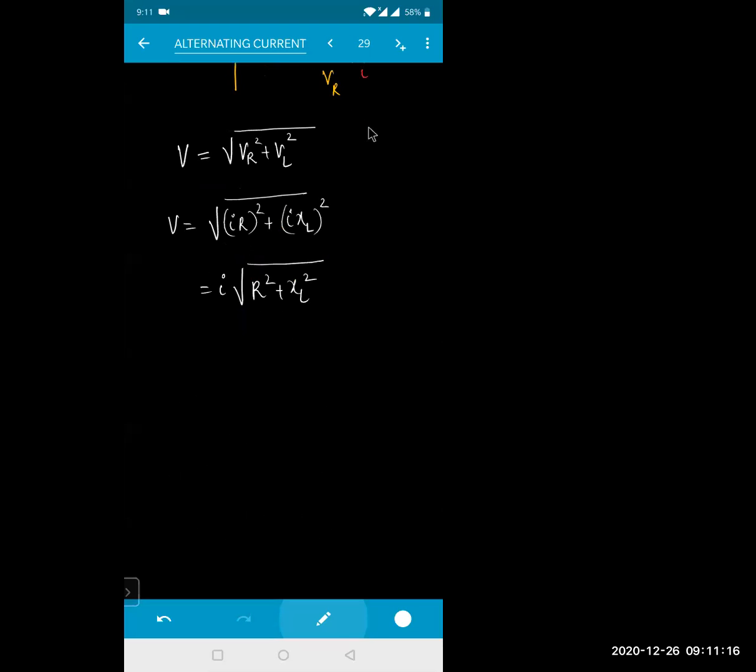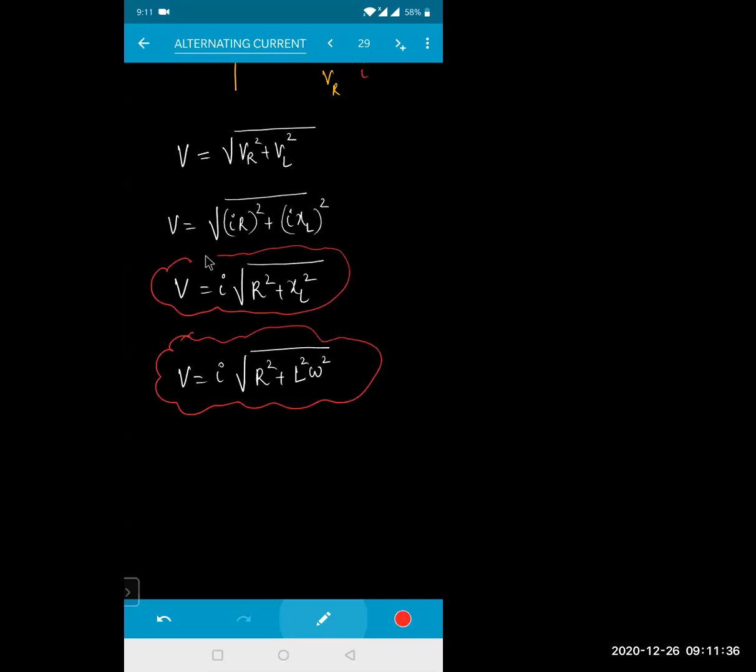Now XL can be written as L omega. So V is equal to I into the square root of R square plus L square omega square. So this is your potential. V is equal to I into the square root of R square plus XL square, where XL is known as the inductive reactance.